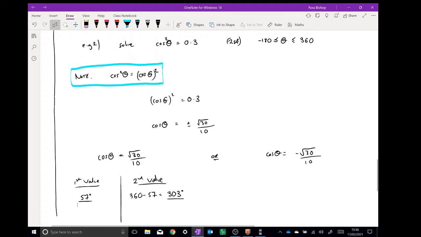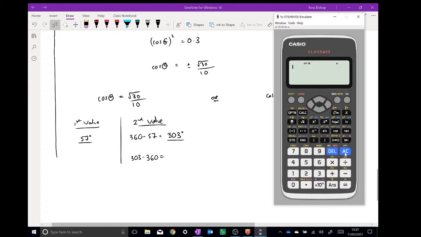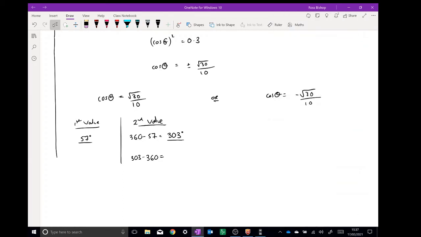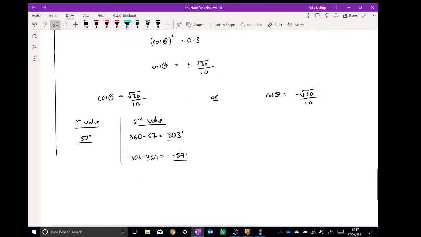So I've got 2 answers there, and then for each one I plus or subtract 360 until I'm outside the range. Now if I add 360 to 57, that's going to be too big, okay, because it goes beyond 360. If I minus 360, it's not in the range. But whereas the 303, if I add 360, no good. But I can also subtract 360, and that will be inside the range on this side. So if I subtract 360, I'm going to get a negative 57. So that is inside the range. Negative 57 is between minus 180 and 360. So I've got 3 answers there.